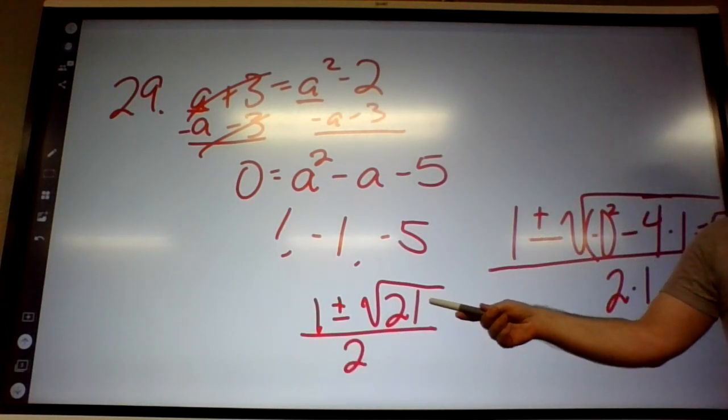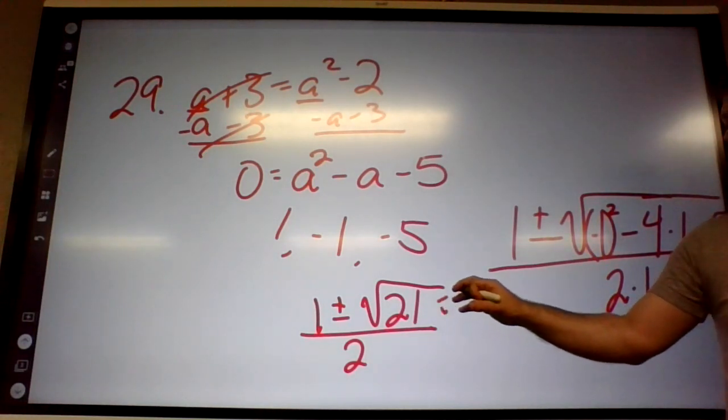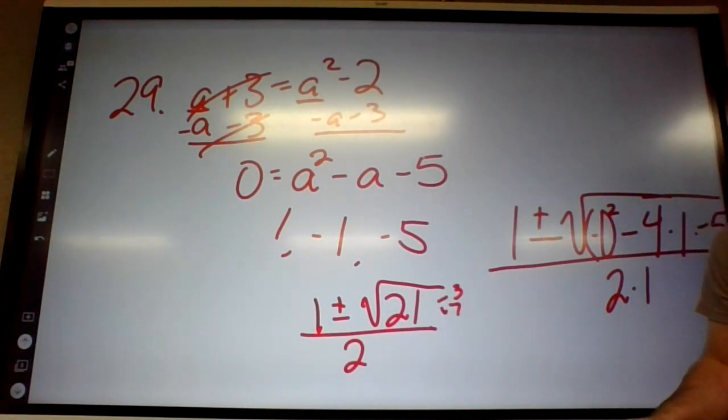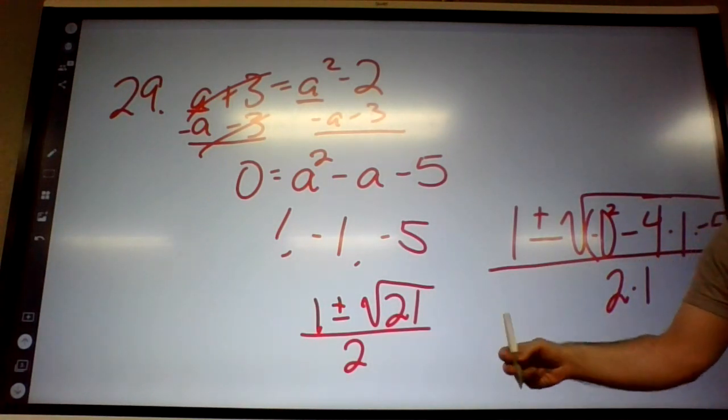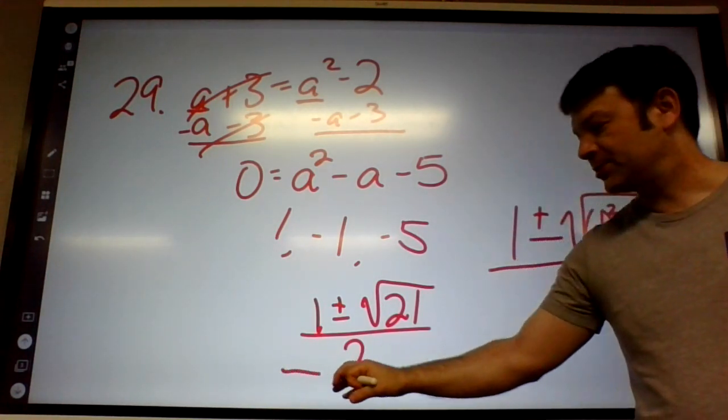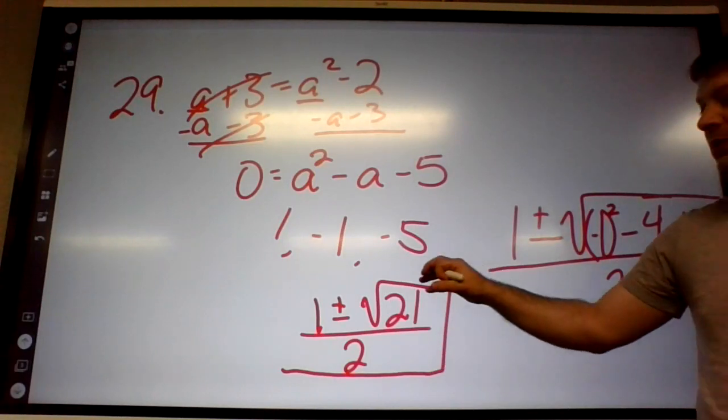No, 21 is 3 times 7. Remember, there has to be doubles for it to simplify. So can we do anything with that? The answer is no. This is why it didn't factor, because it's a weird answer.